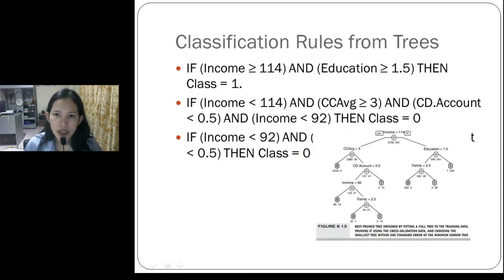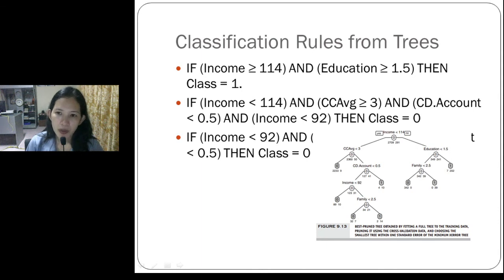The classification trees provide easily understandable classification rules if the trees are not too large. Each terminal node is equivalent to a classification rule. Returning to the example, the rightmost terminal node in the best pruned tree gives us the rule: if income is greater than or equal to 114 and education is greater than or equal to 1.5, then the class equals 1. However, in many cases, the number of rules can be reduced by removing redundancies.